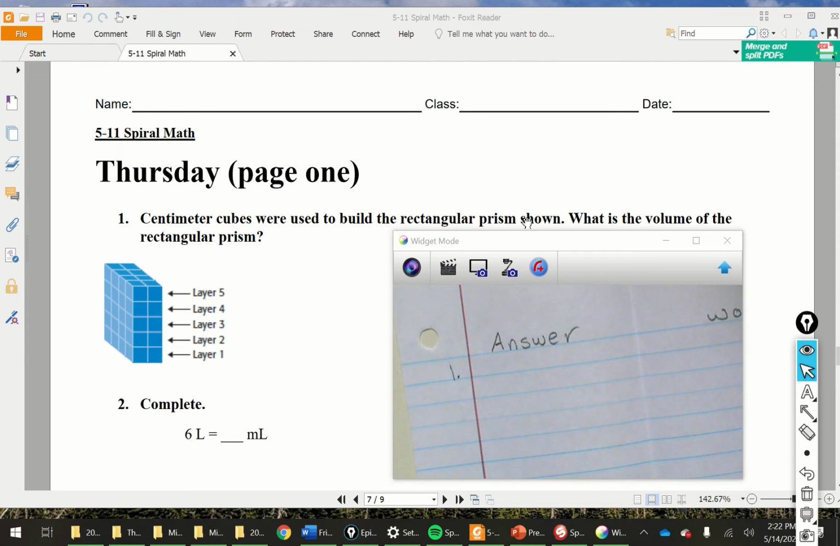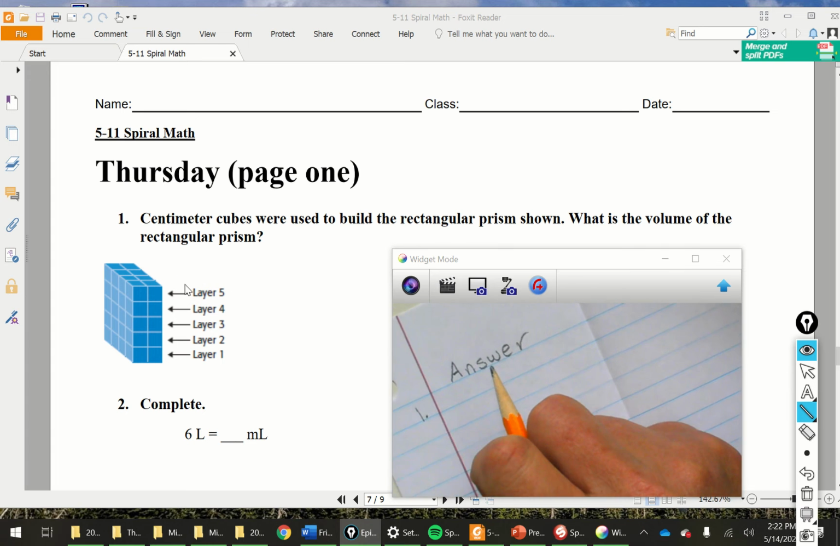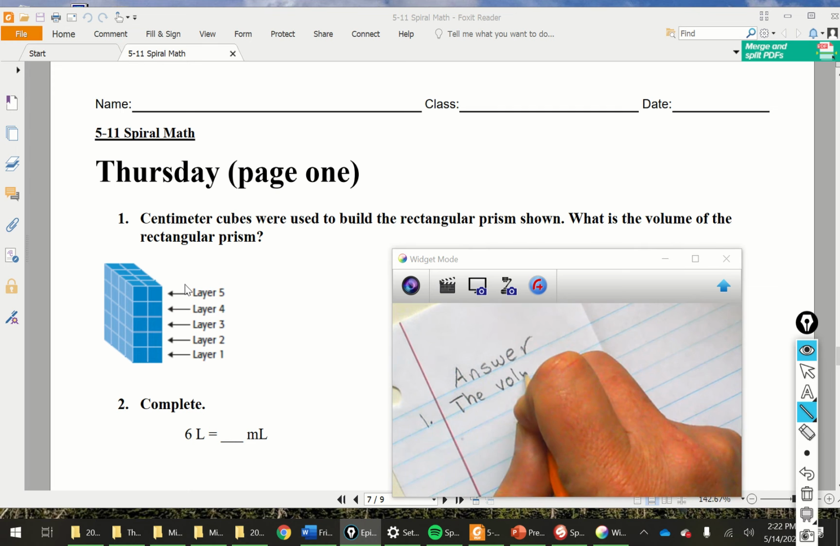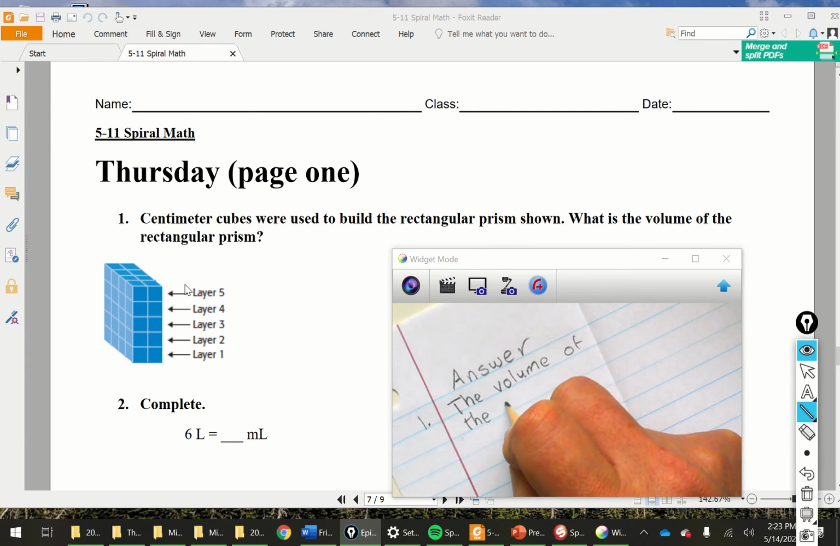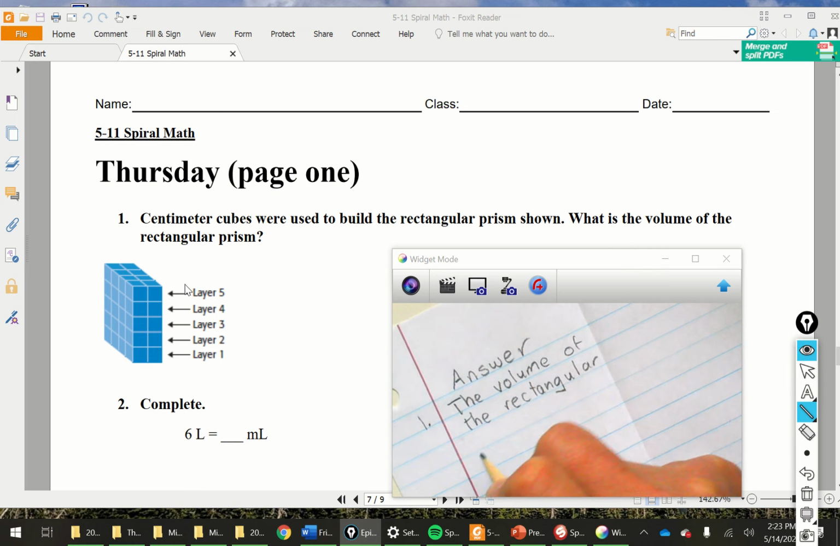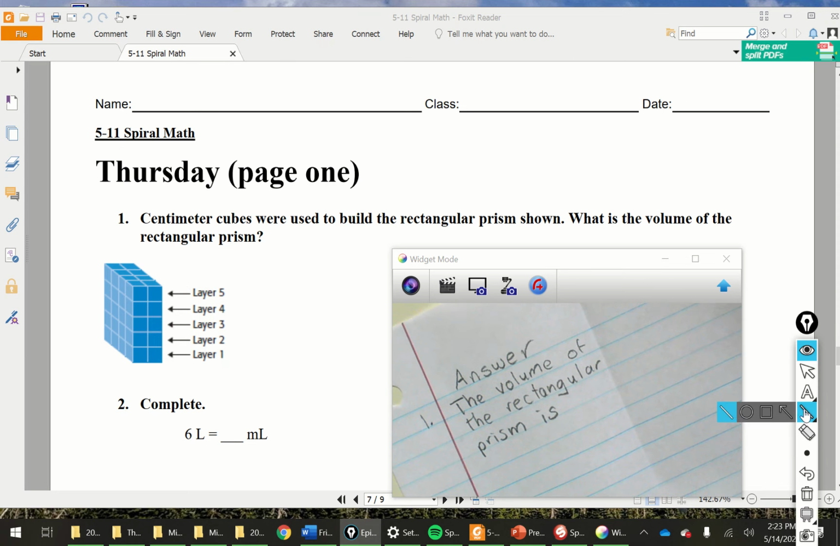We'll start with number one. On Thursday, centimeter cubes were used to build the rectangular prism shown. What is the volume of the rectangular prism? So basically all we do is we make an answer sentence. We say that the volume of the rectangular prism is, and then they said that there were, oh, now I see it.